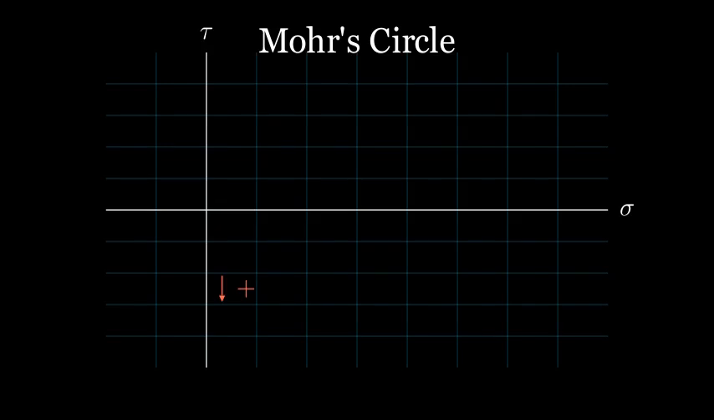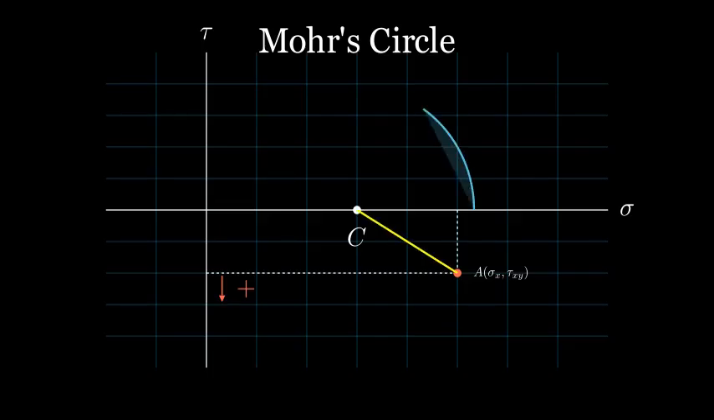First, the axes. Horizontal is normal stress. Vertical is shear stress. Crucially, we plot positive shear stress downwards. Step 1. Find the center of the circle on the sigma axis at the average normal stress. Step 2. Plot point A, representing the original stress state.